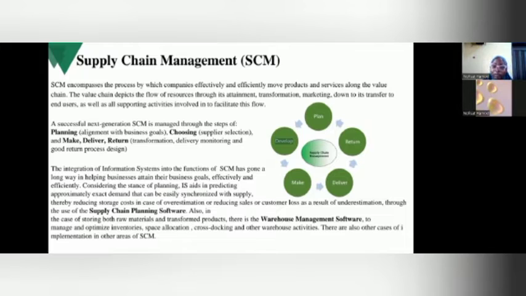So considering one of the stages of supply chain management, number 1, which is planning, information systems aid in predicting approximately exact demands that can be easily synchronized with supply. So this reduces storage costs in case of overestimation, or it reduces customer loss as a result of underestimation of demand. So also in the process of making or transforming goods and services, there is the introduction of warehouse management software, which helps in managing and optimizing inventory, space location, and so on.